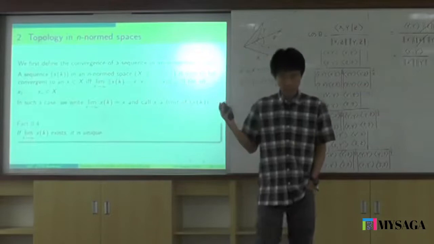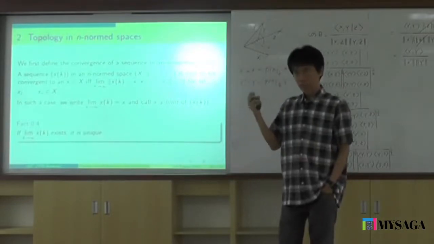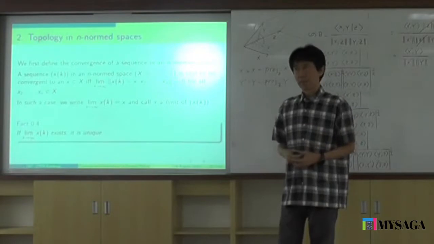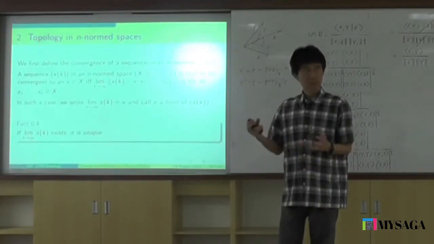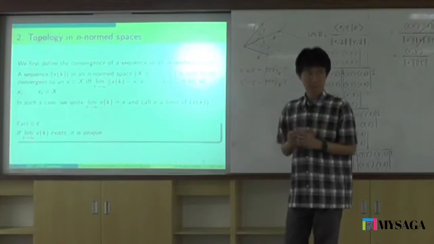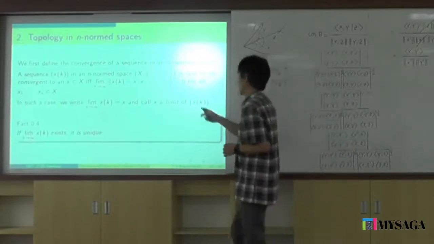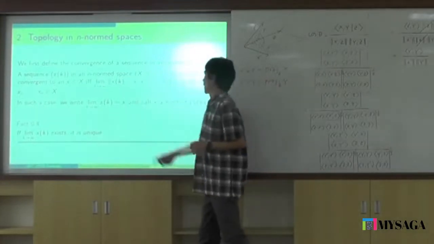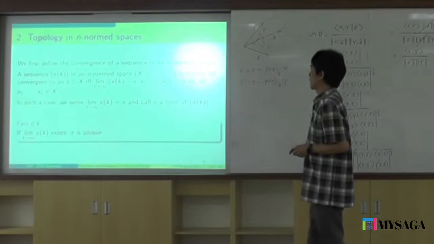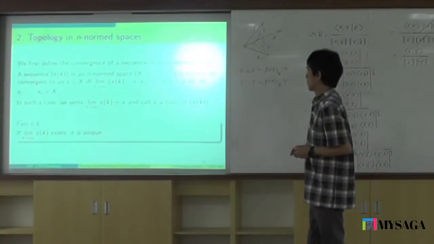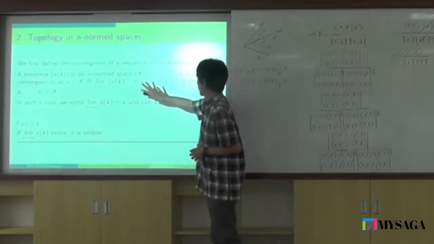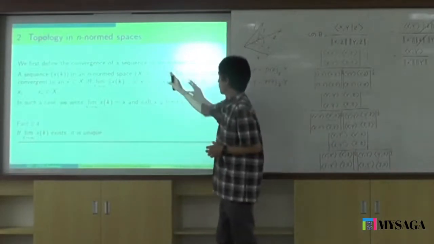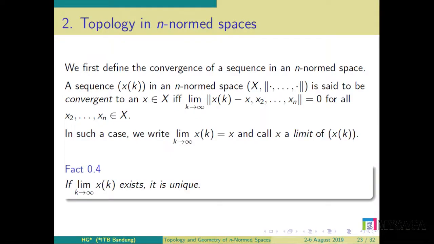So here we consider x2 up to xn like parameters, or like test factors. What we are focusing on is the first vector, x of k minus x. So if subtracting x from x of k makes this go to 0 as k goes to infinity, then we say that x of k converges to x.